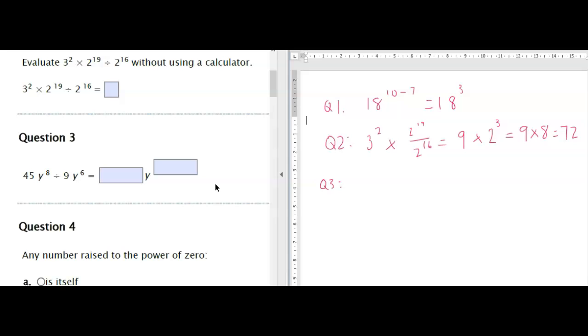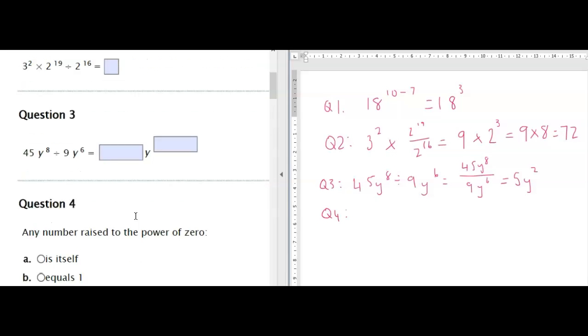All right, we've got 45y to the power of 8 divided by 9y to the power of 6. Now again, I think it's easier to see it as a fraction because things line up. So we've got 45 divided by 9, which is 5. And then we subtract our powers. So 8 minus 6 gives us 2. So 5y squared. All right, question 4.